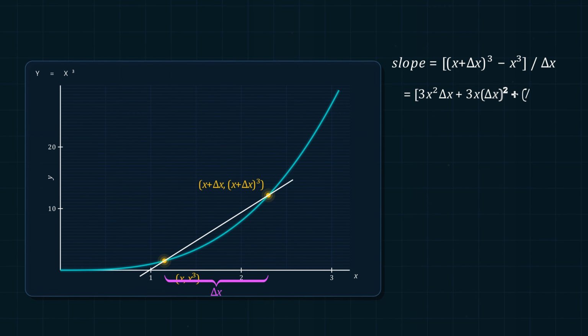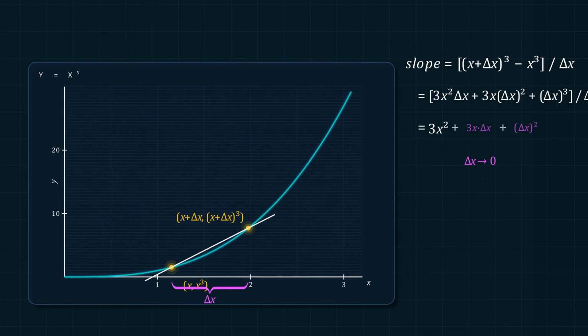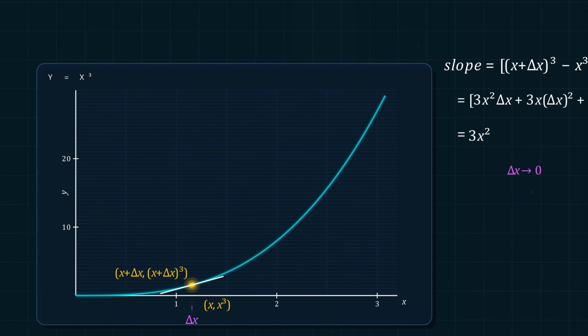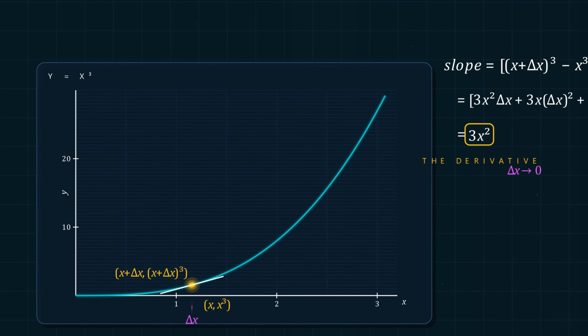Expanding the numerator, we get 3x squared delta x plus 3x delta x squared plus delta x cubed, all divided by delta x. Simplifying, 3x squared plus 3x delta x plus delta x squared. Now here is the key insight. As we make delta x smaller and smaller, bringing the 2 points closer together, the extra terms vanish. In the limit as delta x approaches 0, the slope becomes simply 3x squared. That is the derivative of x cubed.